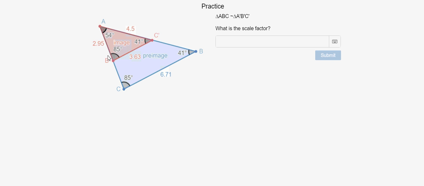Well, this AB prime would go with AC, but unfortunately we don't have a measurement to compare that with. AC prime should go with AB, but again, we don't have that measurement for AB to compare. B prime C prime should go with CB, so we have 3.63 compared to 6.71. That would be our scale factor.